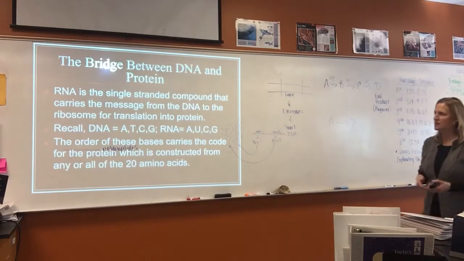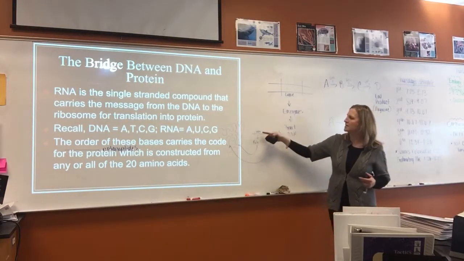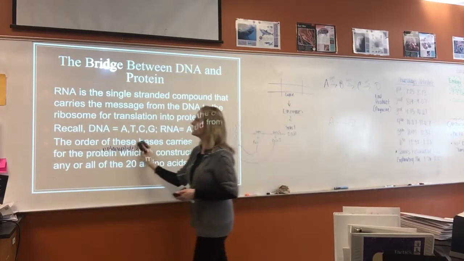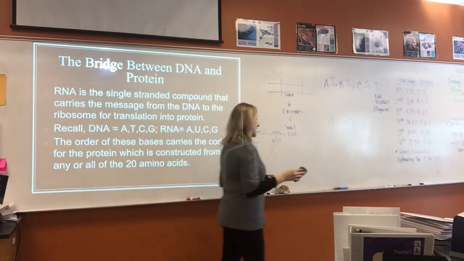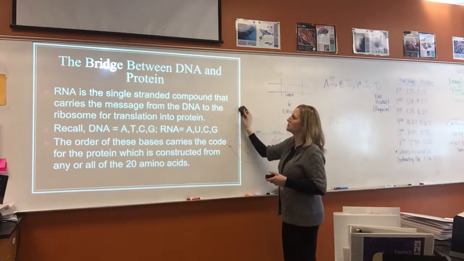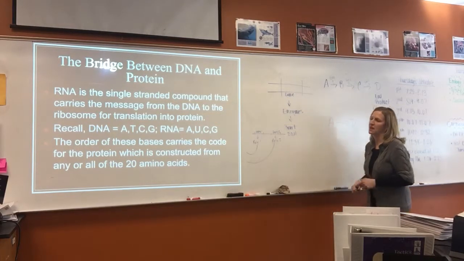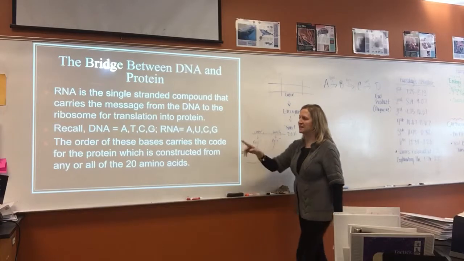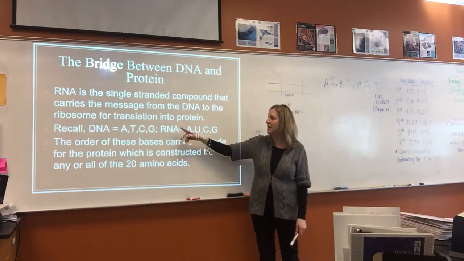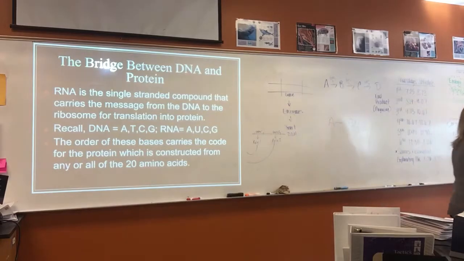All right, so now we're going to start looking at how it is that we make a polypeptide from a particular gene. And what bridges that gap is RNA. So RNA is the single-stranded compound that carries the message from the DNA to the ribosome for translation into protein. So one of the differences between DNA and RNA, recall that DNA has the bases A's, T's, C's, and G's as part of their nucleotide, and RNA is A, U, C, and G. So RNA does not have T's, they have U's instead.